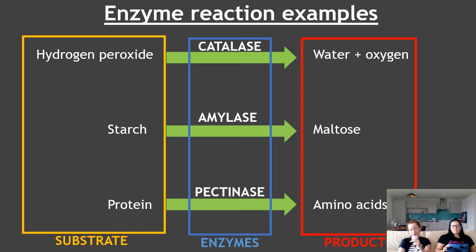And protein with an arrow with pectinase to amino acids, that is another reaction. But we can identify the substrates from each, the enzymes for each, and the products from each individually. And you might be asked to do that. You might be given a reaction that looks like this and asked, what is the substrate? What is the enzyme? So you need to know from where it is positioned to pick the right thing.